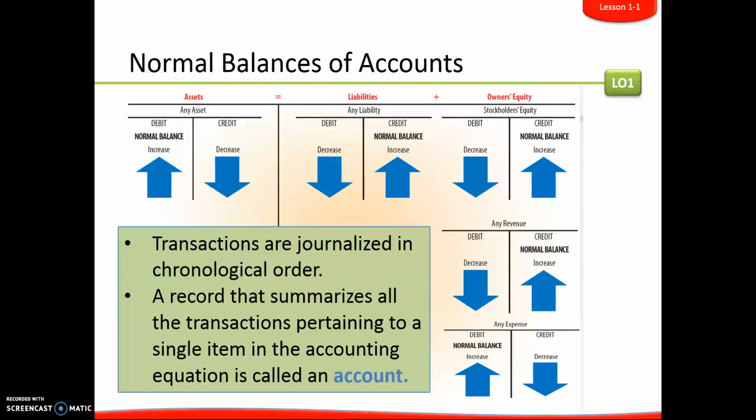So remember that we journalize all of our transactions in chronological order, and that every single transaction affects 2 accounts. Remember, accounts are a record that summarize all the transactions pertaining to that single item. So here are just some examples of different accounts we would have: assets, liabilities, stockholders' equity or owner's equity, any revenue, and any expense. Remember that they increase on their normal balance side. It could be a debit or a credit, and then obviously they would decrease on the opposite side of that.